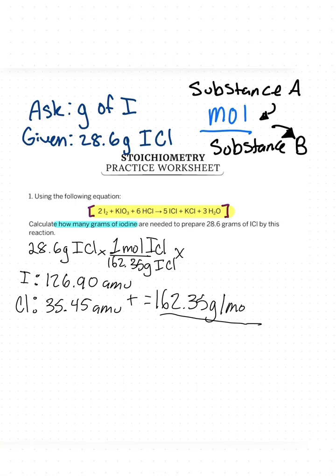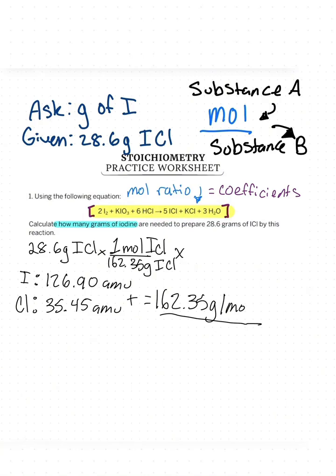How can we go from moles of ICl to grams of iodine? If we were able to go from grams of ICl to moles of ICl, then that means we can go from moles of iodine to grams of iodine. And how we can connect moles of ICl and grams of iodine is through our molar ratio. Basically, all the coefficients that all the compounds in this reaction have tell us our ratio, our recipe. So what does this reaction specifically tell us? Well, if we have 2 moles of this, 1 mole of this, and 6 moles of this, we can make 5 moles of this, 1 mole of this, and 3 moles of this.